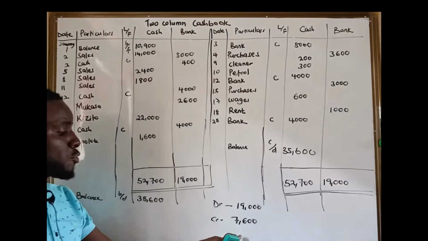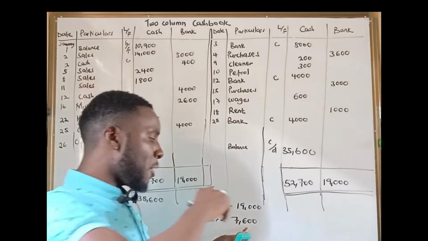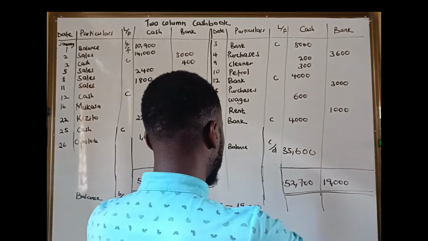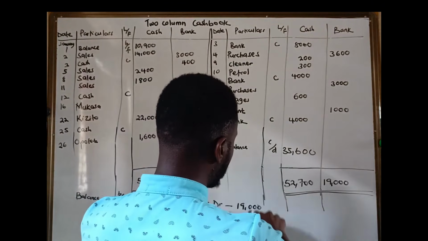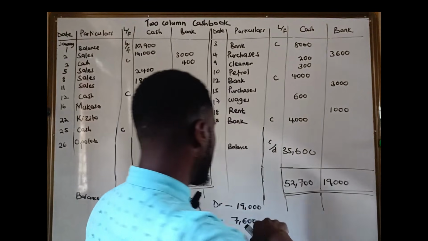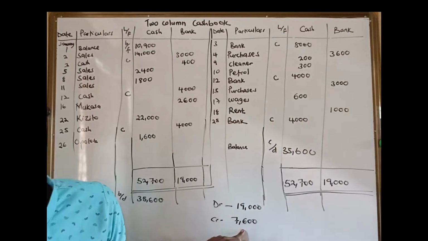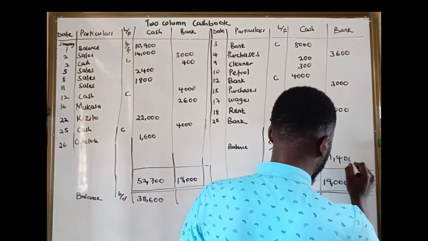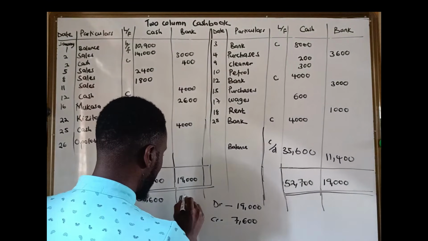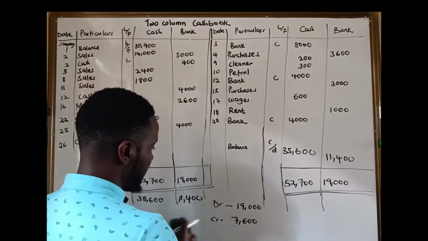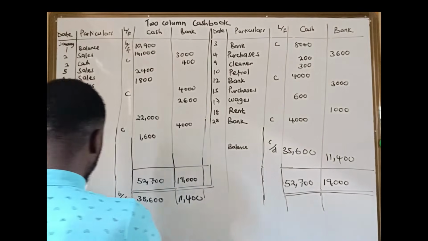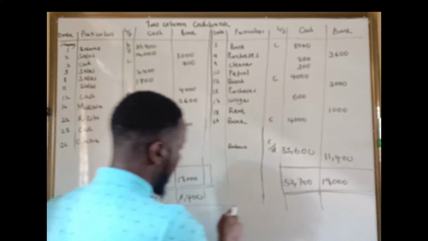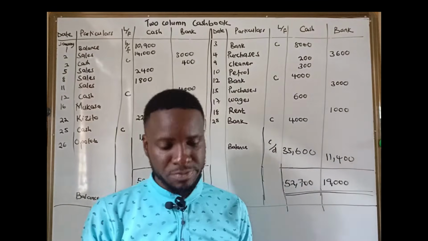So we have to look for the balance. Now, the balance that is remaining is 19,000 minus 7,600. And the figure becomes 11,400. So our balance carried down becomes 11,400. And we have balanced off our cash book.